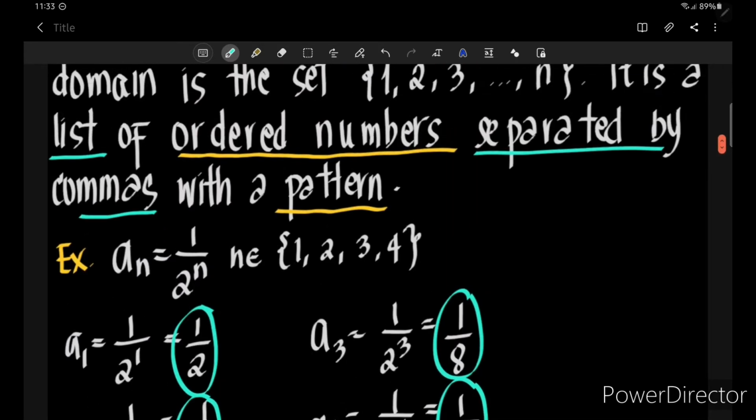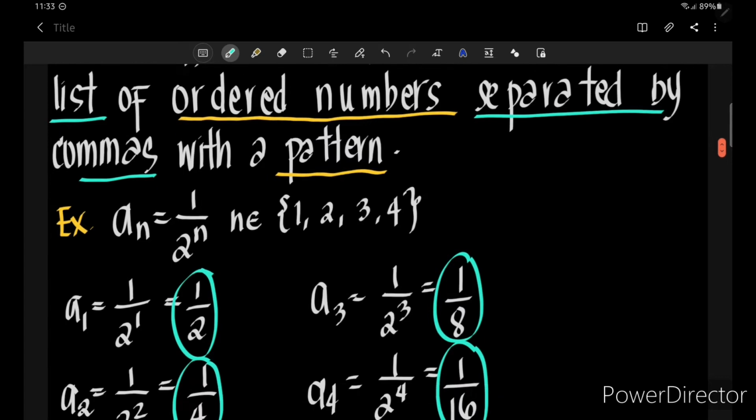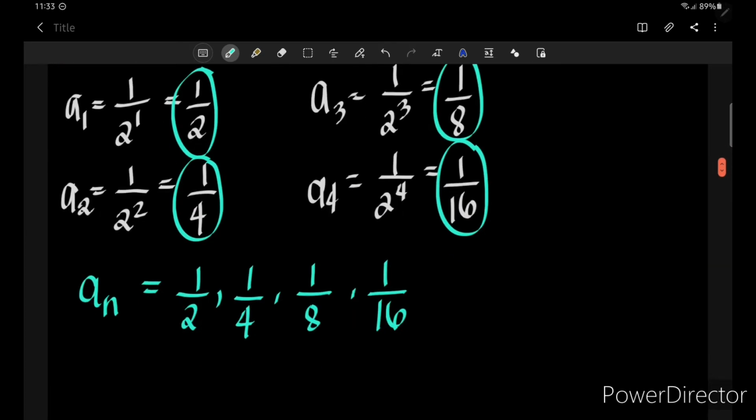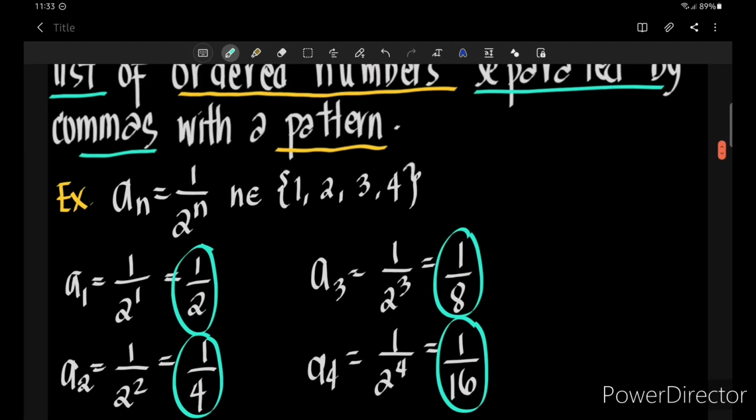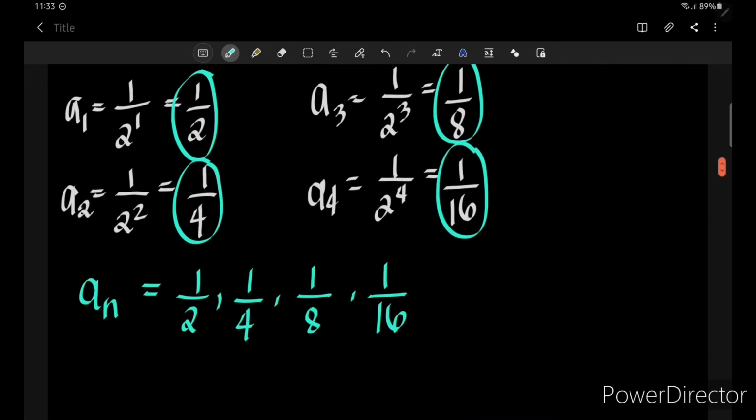And makita natin dito, it should be in order, meaning hindi pwedeng mauna si 1 over 16 or 1 half, susundan ni 1/8 dahil masisira yung ating pattern na meron tayo under this sequence. Kaya ito yung ating desired answer.